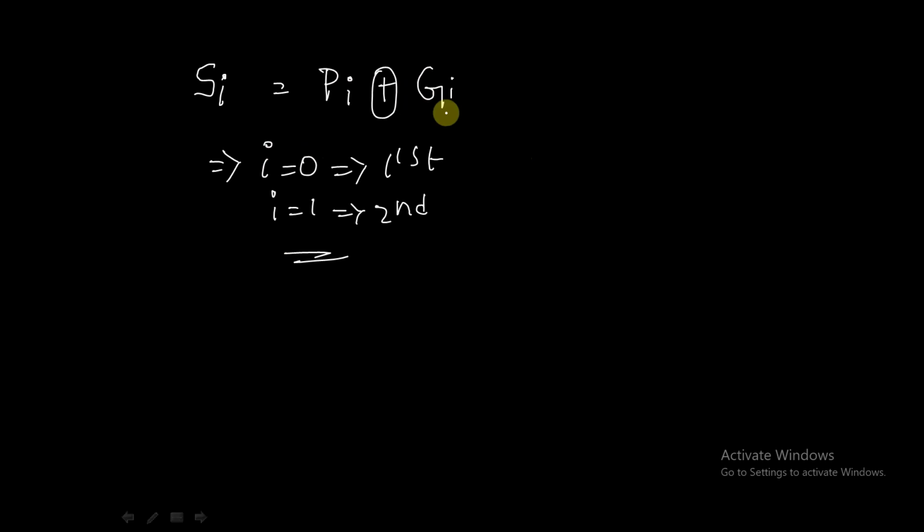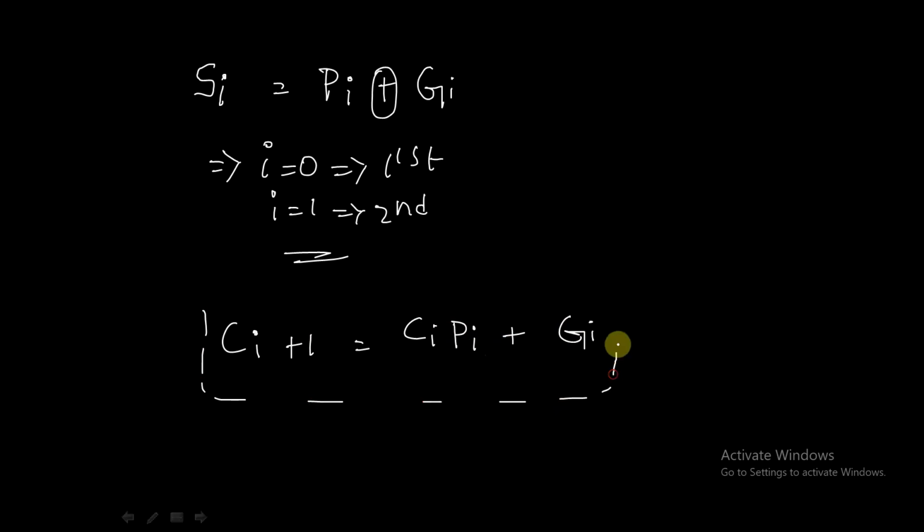So this equation we have for output sum, and for output carry generation we have Ci plus 1, which is nothing but Ci into Pi plus Gi. So this is the equation for output carry generate. Ci plus 1 is nothing but Ci into Pi plus Gi. Gi is carry generate and Pi is carry propagate.